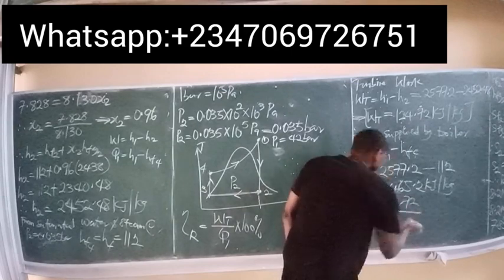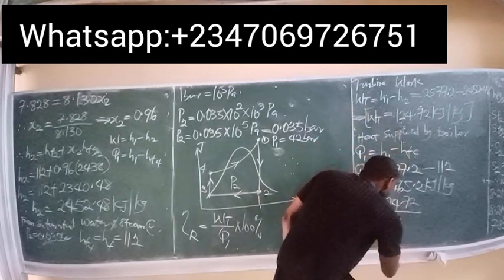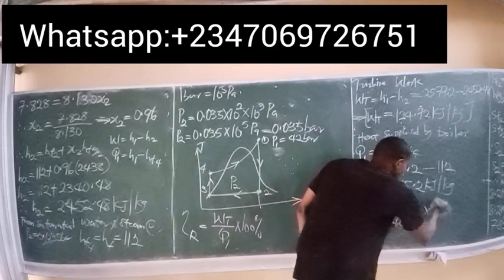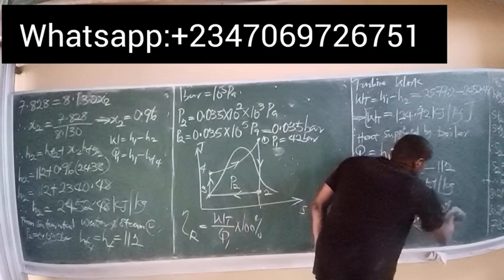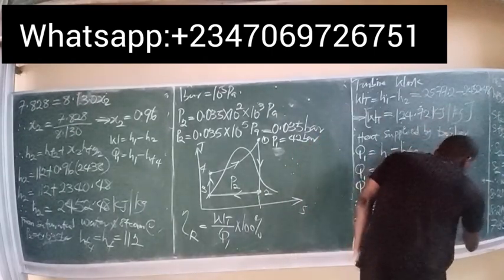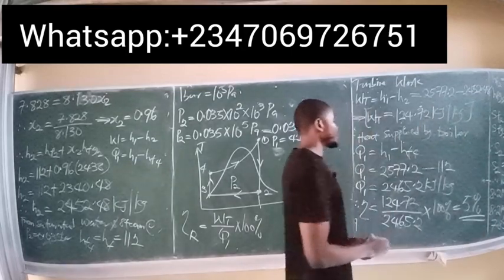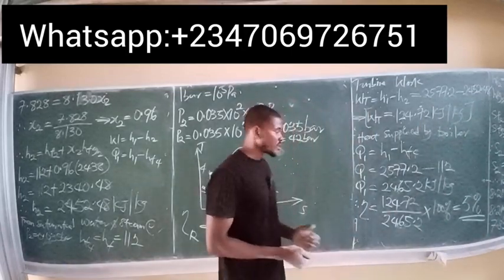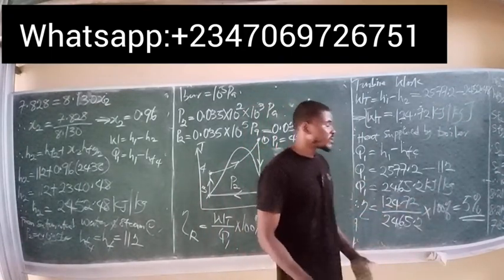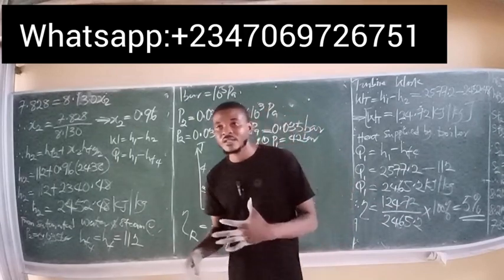124.72 over the heat supplied, which is 2465.2 multiplied by 100%. What's the value? So the efficiency is simply 5%. So it means this Rankine cycle is actually 5% efficient. So simply dividing these values and multiplying by 100 gives you 5%. So that's how to calculate the efficiency of that given Rankine cycle.